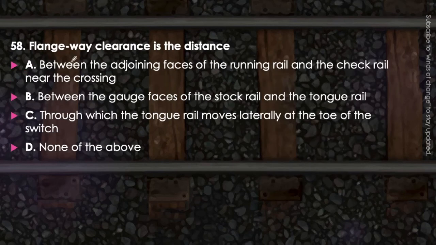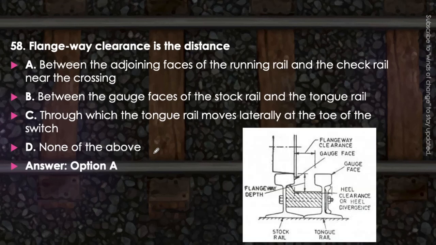Next question. Flangeway clearance is the distance between the adjoining faces of the running rail and the check rail near the crossing, between the gauge faces of the stock rail and the tongue rail, through which the tongue rail moves laterally at the toe of the switch, or none of the above. What is the flangeway clearance? Think about it. It is the distance between the adjoining faces of the running rail and the check rail near the crossing. Let's say this is the running rail and this one is the check rail. So this distance between these two is called the flangeway clearance. It is being given here, flangeway clearance.